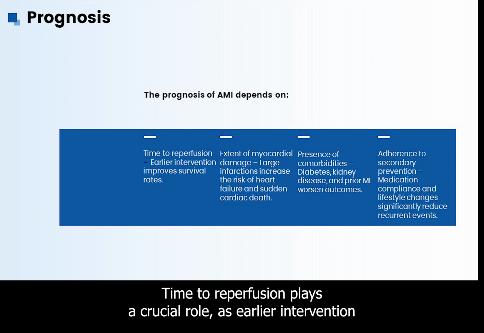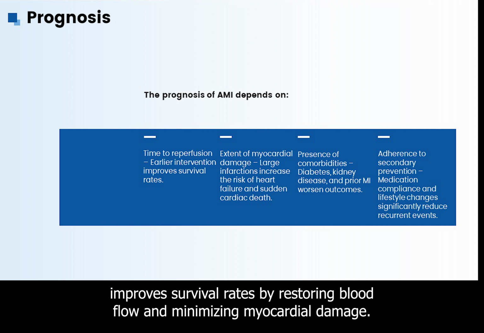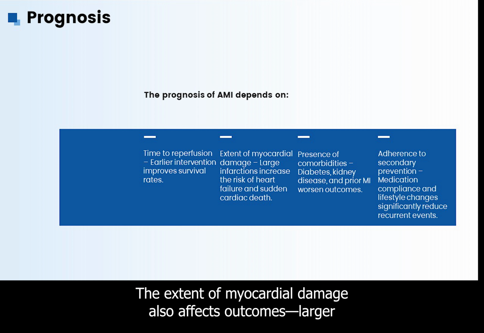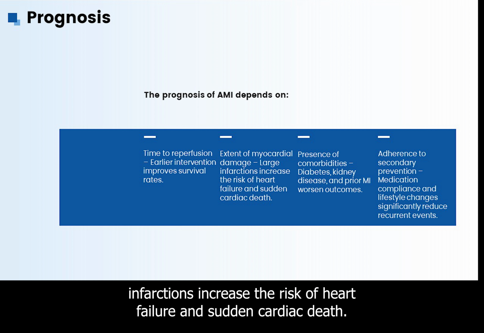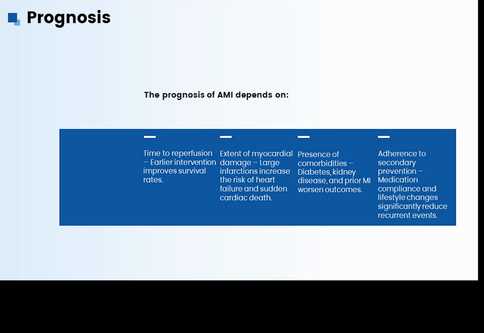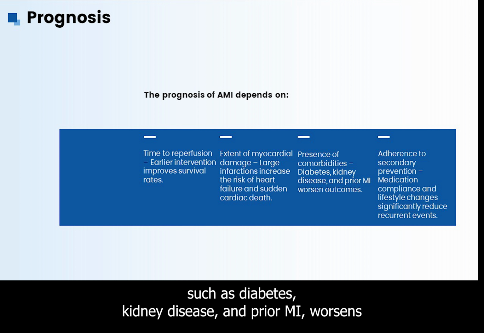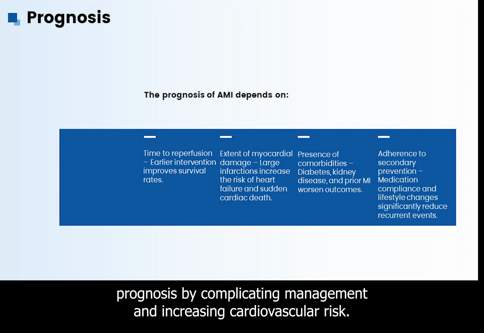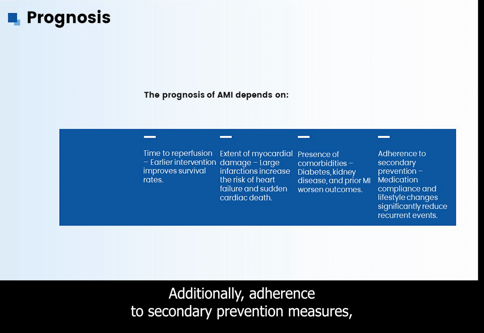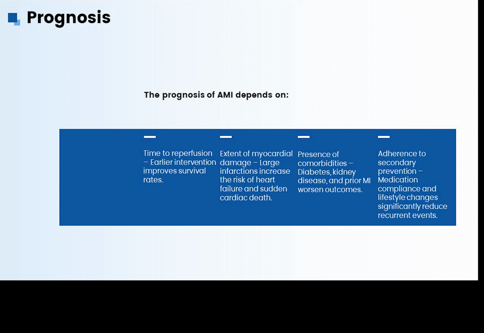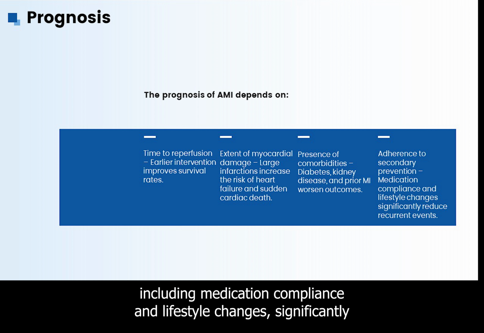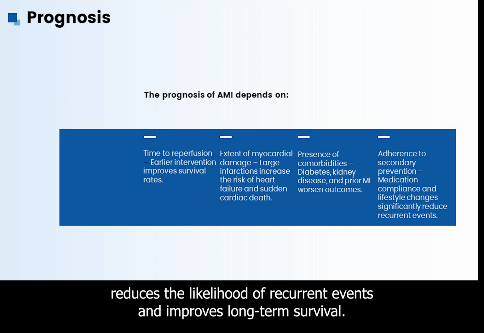The prognosis of AMI depends on several key factors. Time to reperfusion plays a crucial role, as earlier intervention improves survival rates by restoring blood flow and minimizing myocardial damage. The extent of myocardial damage also affects outcomes. Larger infarctions increase the risk of heart failure and sudden cardiac death. The presence of comorbidities such as diabetes, kidney disease, and prior MI worsens prognosis by complicating management and increasing cardiovascular risk. Additionally, adherence to secondary prevention measures, including medication compliance and lifestyle changes, significantly reduces the likelihood of recurrent events and improves long-term survival.